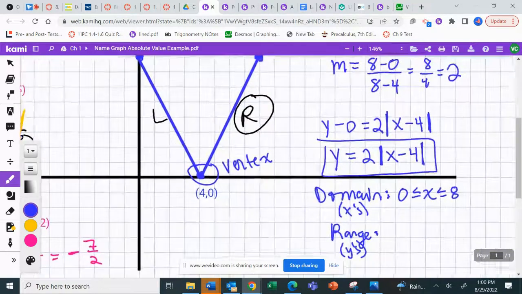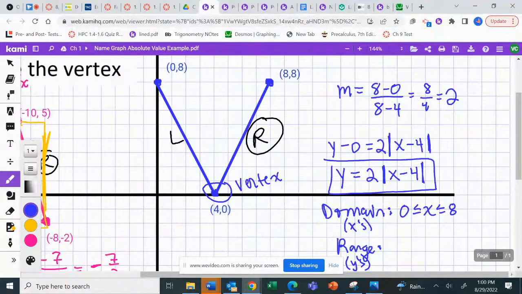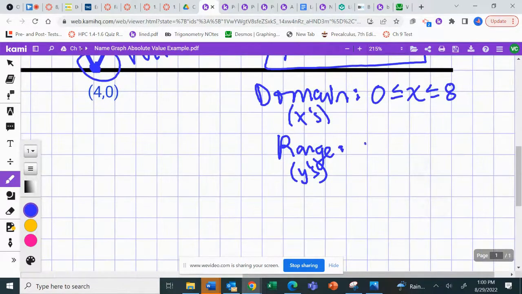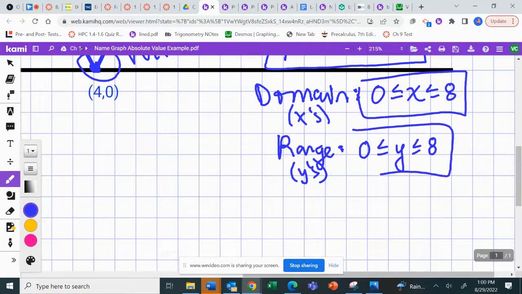Range, we look at the y values. We look at the y values. The smallest y is 0. The highest y is 8. 0 to 8, but this time it's with the y's, not with the x's. So we've got our domain, we've got our range.